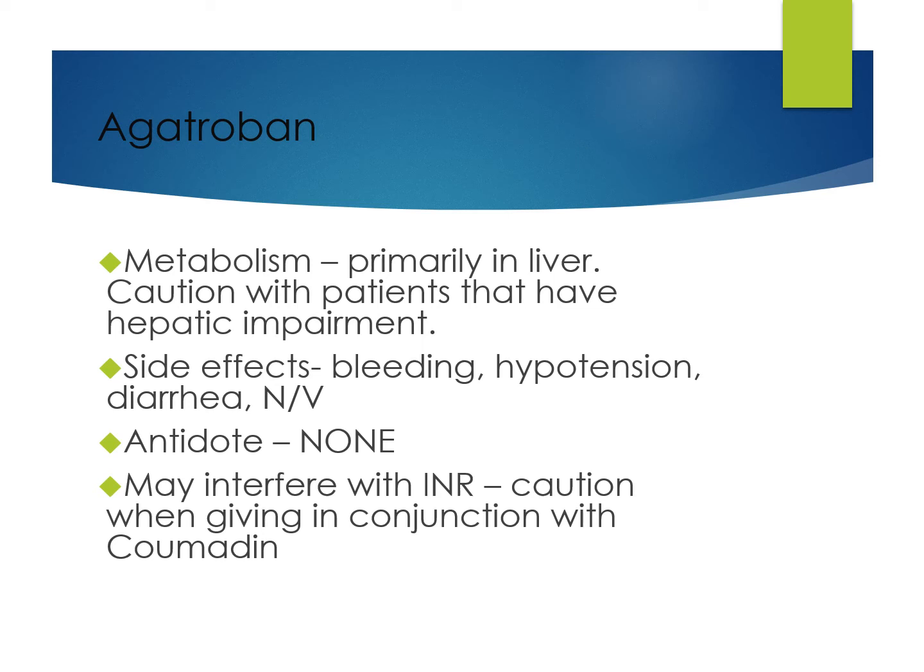Side effects include bleeding and hypotension, diarrhea, nausea, and vomiting. There is no antidote for it. That doesn't mean that that's an awful thing. It just means that its half-life is fast enough that it will go through the body quickly. But it may interfere with the INR, so use caution in giving patients argatroban concomitantly with Coumadin. If you're giving Coumadin and argatroban, it will mess up that INR, which is so essential for the therapeutic establishment of Coumadin, the Coumadin medication itself.